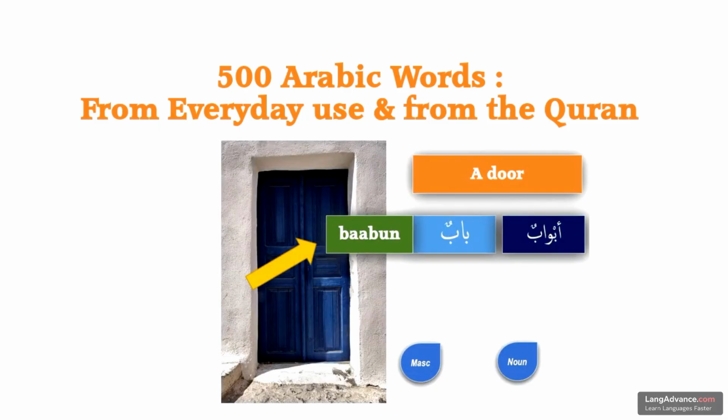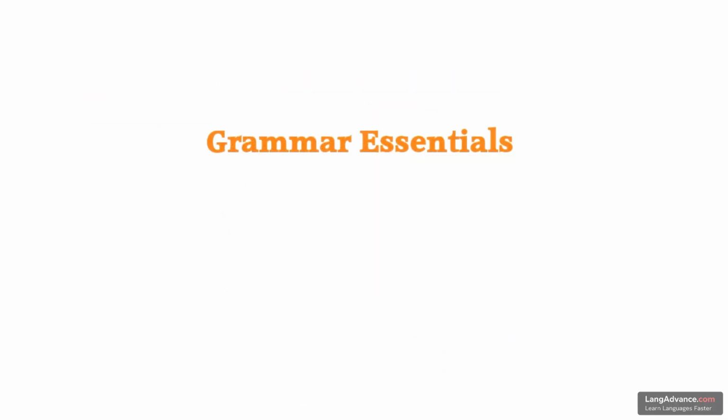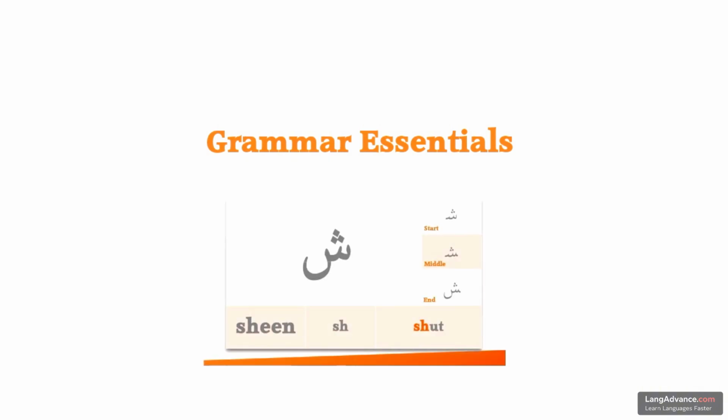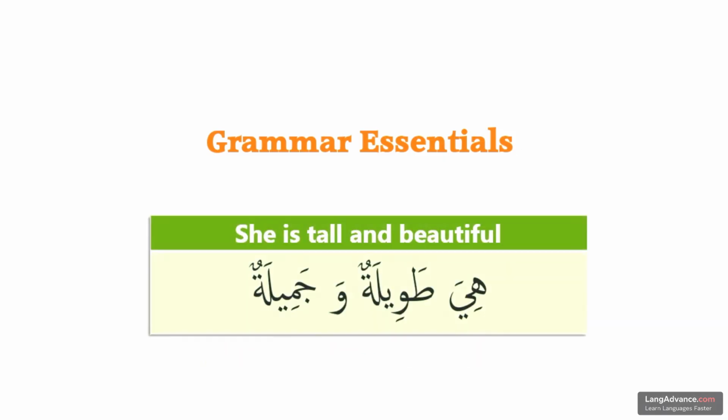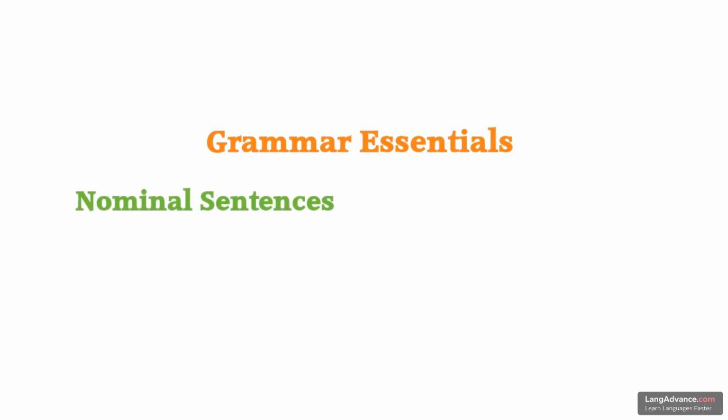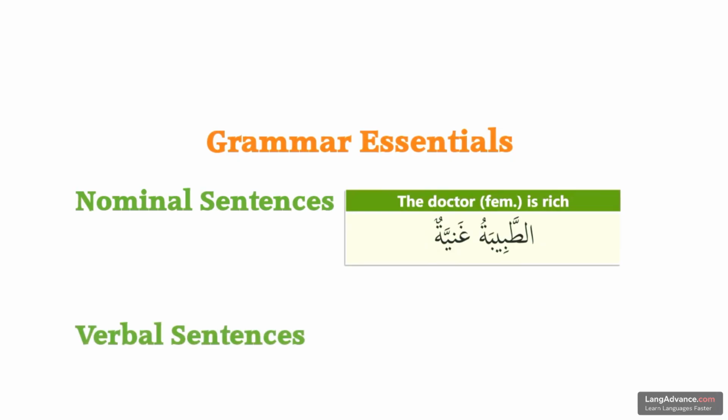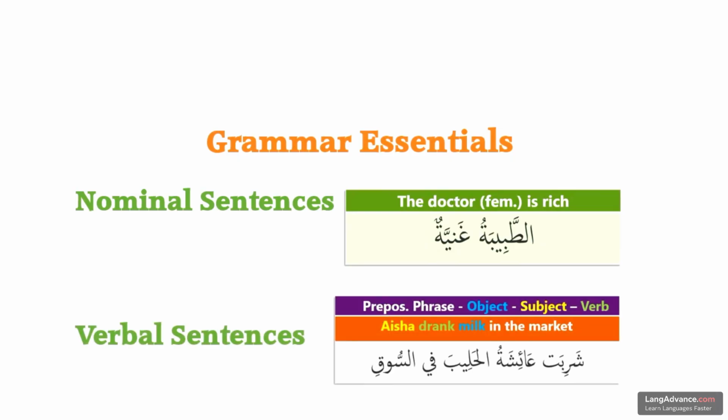The course also consists of Grammar Essentials, which starts with the very basics about Arabic letters and vowels, and gradually teaches you to start building sentences. There are two main types of sentences in Arabic: nominal and verbal sentences. The first part of the course focuses on building nominal sentences, and the second part is about building verbal sentences. The grammar section is designed to give you quick understanding of the concepts without scary technical grammar terms.